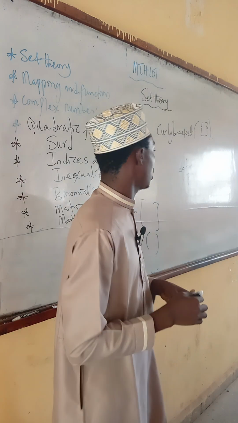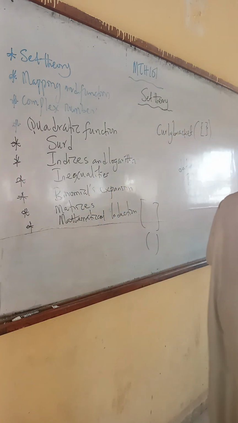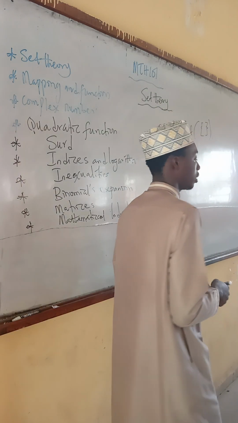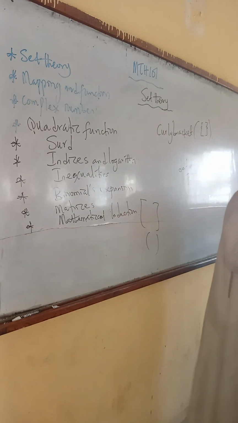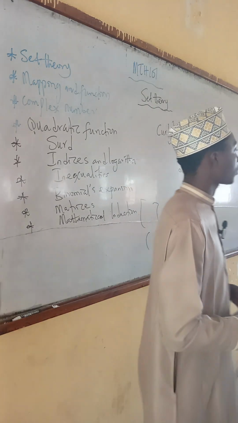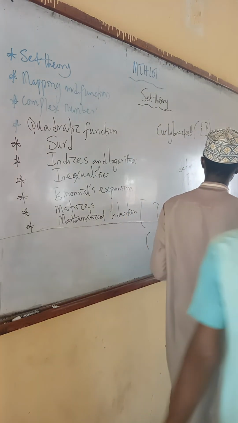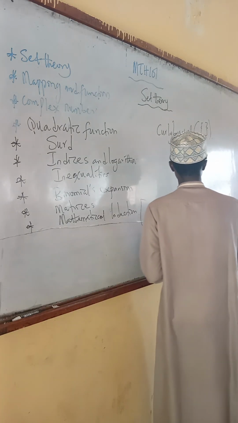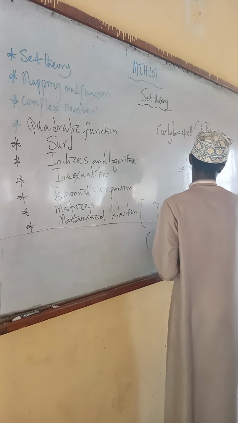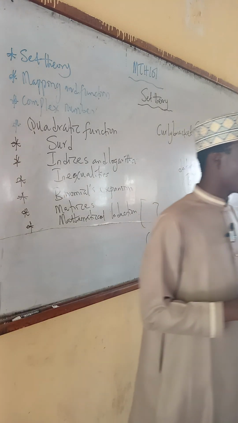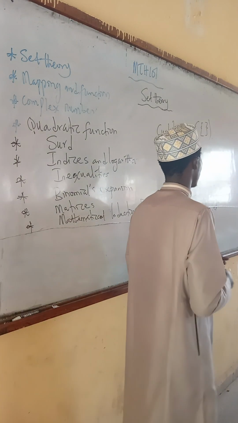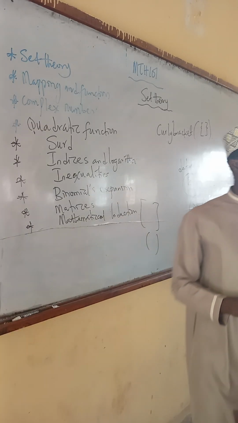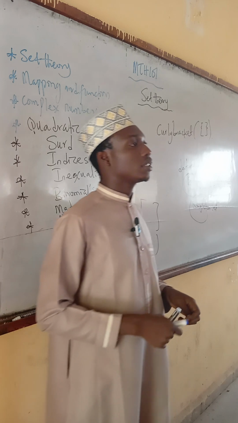You understand? So, number one, types of sets. Superset is not among the types of sets. Number one, we have singleton sets. We have singleton. This is also called unit sets. This is also called what? Unit set.